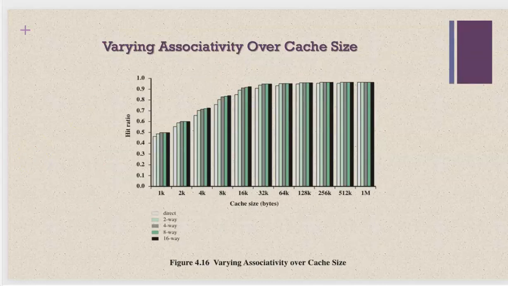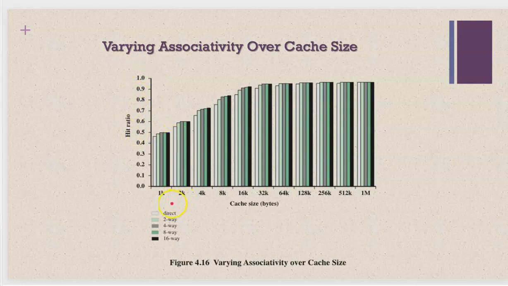Now let's talk about varying associativity over cache size. So here in this graph, we are seeing the x-axis with cache size in bytes. So it goes from 1K, 2K, 4K up until 1 mega. And then we have a hit ratio. The maximum here is 1, and this is in ratios.